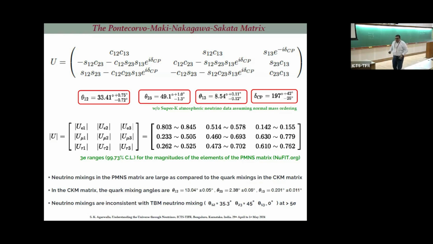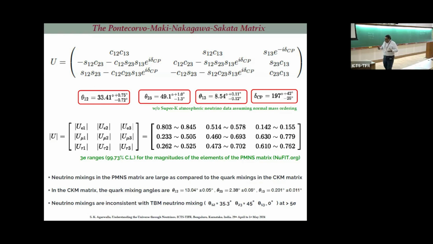Correct? But the major thing is theta 1,3. The tri-bimaximal mixing pattern suggests that theta 1,3 should be 0. And here we have a big departure, because the measured value is around 8.5 degrees with very high precision. So this is the take-home message that I was telling you yesterday. If you can measure these parameters very precisely, you can rule out various predictions.